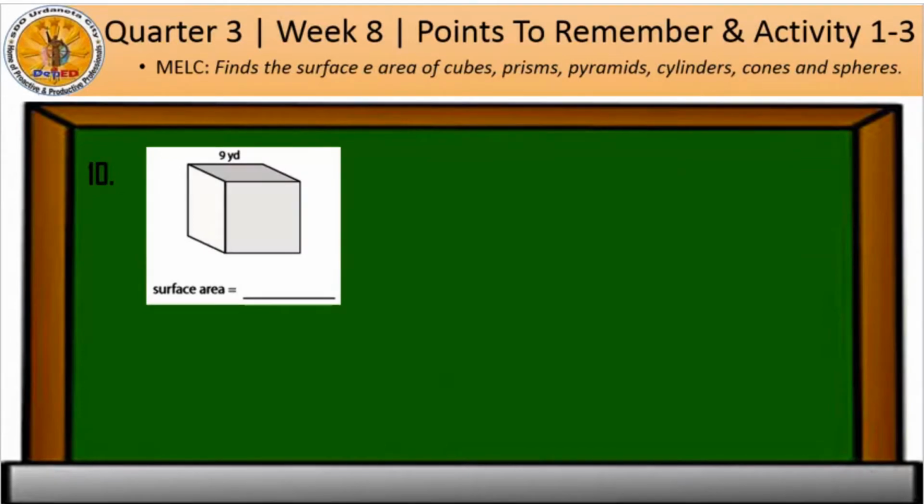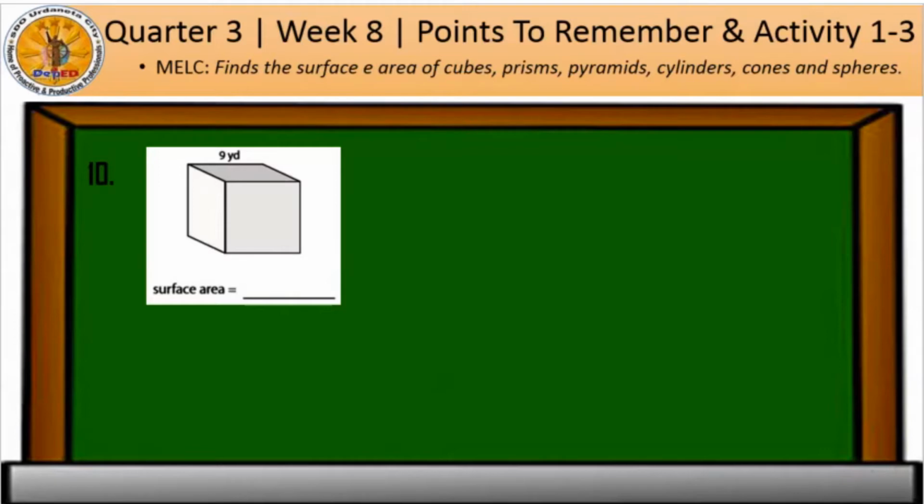Let us try another example from your activity 1, number 10. The given figure is cube. A cube has 6 faces and it has all equal sides. Based on our figure, the length of one side is equal to 9 yards. So since all sides are equal in a cube, all sides of our given cube will be equal to 9.